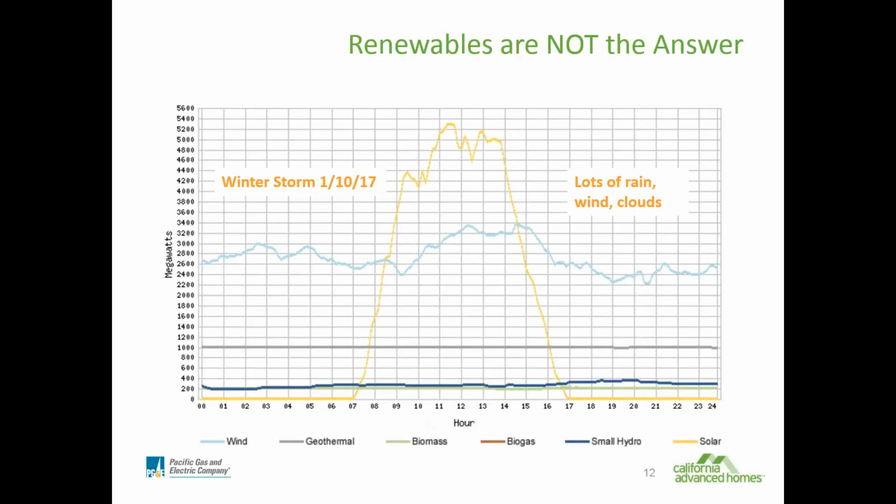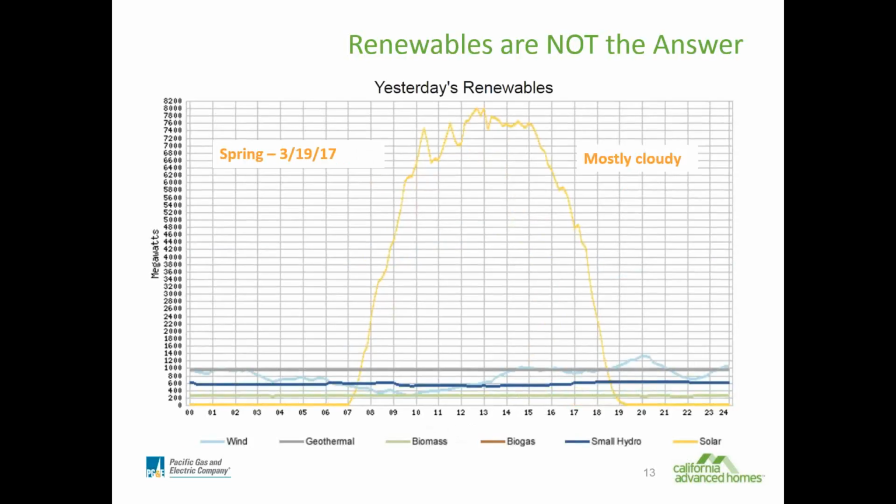This is 24 hours, 1 day in time. This is in January, so during a winter storm. That blue line is wind power, and it was a very windy, very rainy storm that day, but we still had a peak of about 5,400 megawatts of electricity produced at the peak, but it had to rise and fall really quick. This is from Sunday.